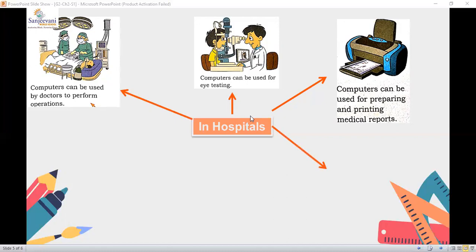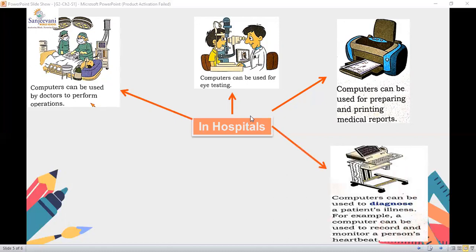The next use of the computer is the computer can be used to diagnose a patient's illness. That is, it can be used by the doctors to understand what has happened to the patient. For example, a computer can be used to record and monitor a person's heartbeat. With the help of a computer, the doctor can monitor, the doctor can record, the doctor understands the patient's heartbeat.